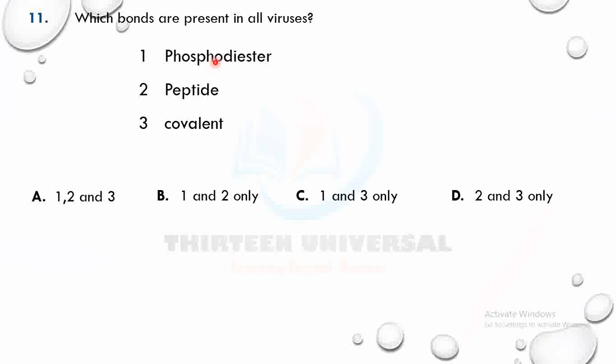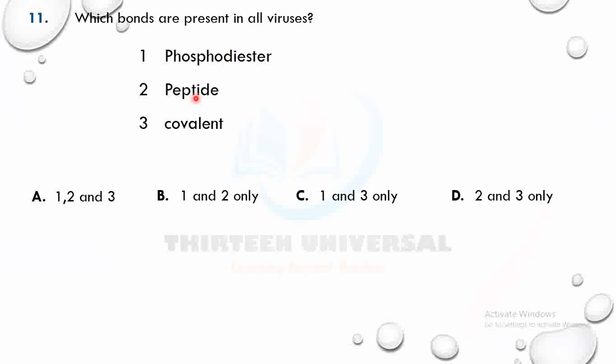Phosphodiester bonds are formed between nucleotides. So they are found in DNA or RNA because both DNA and RNA are nucleic acid. And DNA or RNA are found in all viruses. Some viruses have DNA, some have RNA. Okay, so this is correct.